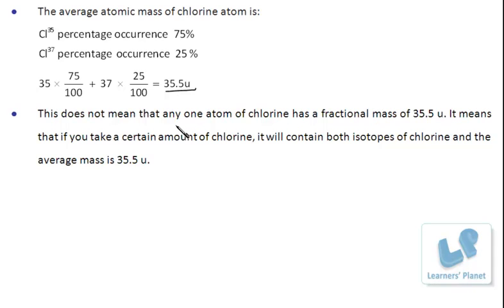Now, does it mean that one chlorine atom is half? It's 35.5. It doesn't mean that one chlorine atom is half. If I am taking chlorine, then it will contain both the isotopes of chlorine. That is why the average mass is coming out to be 35.5 units.